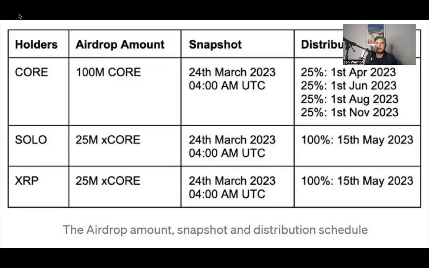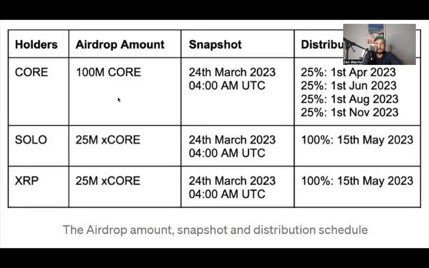Same situation with XRP. Every device you're holding your XRP in, you need to set a trust line for xCORE to qualify. There's going to be 25 million xCORE allocated to the participants. The snapshot is happening on the 24th of March, 2023, and you'll receive 100% of your amount on the 15th of May of 2023.